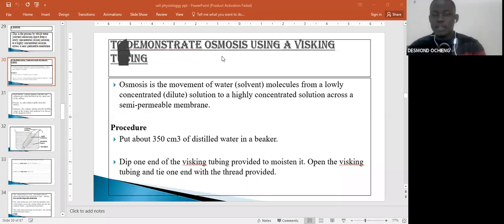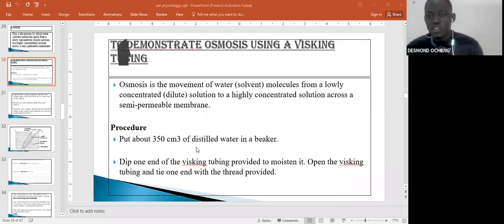Now, in this experiment that we're just going to see here, but we won't conduct it physically, we are going to see how we can demonstrate osmosis using a visking tubing. So what you're going to do, assuming that we have a beaker which is filled with about 350 cubic centimeters of water. So I am already at the procedures you can see on my screen. And then we are provided with a visking tubing.